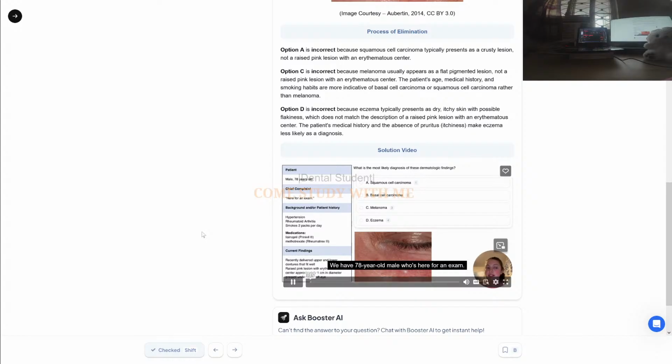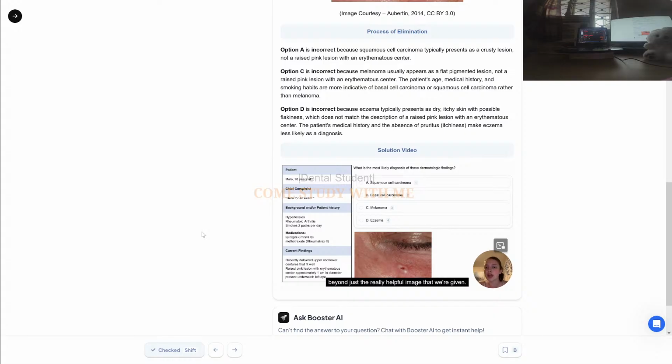A 78-year-old male is here for an exam. He has hypertension, rheumatoid arthritis, he smokes 2 packs per day, and he's taking some medications. We recently delivered an upper and lower denture that fit well, and we noticed this raised pink lesion with erythematous center, approximately 1 centimeter in diameter, present underneath the left eye, and we're given a picture of how this presents. And we're asked, what is the most likely diagnosis of these dermatologic findings?